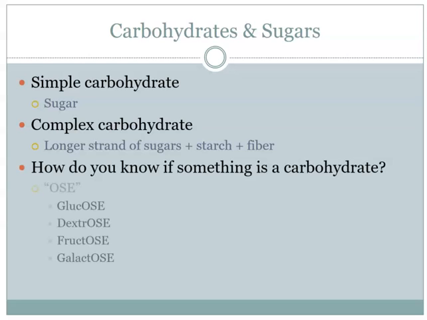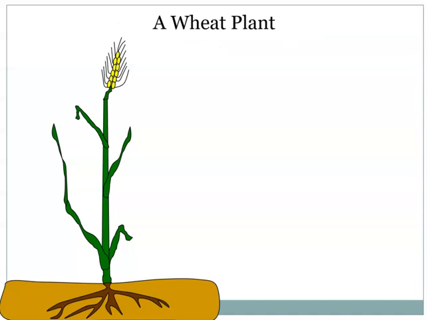So how do you know if something is a carbohydrate? Looking at the back end of the word, the OSE: glucose, dextrose, fructose, galactose. Those are all carbohydrates. Where do these carbohydrates come from? Where are we getting them? What food sources are we getting carbohydrates from, and where do they grow from? What plant sources do we eat the majority of our carbs?